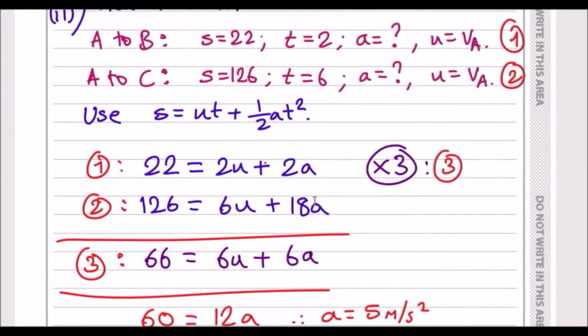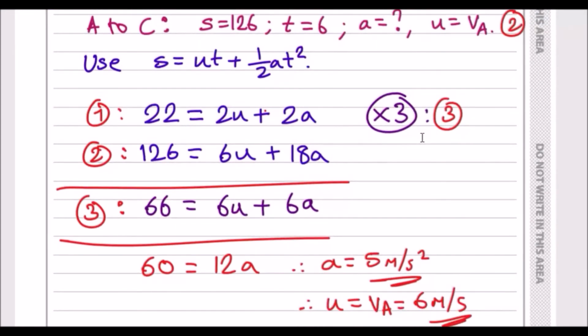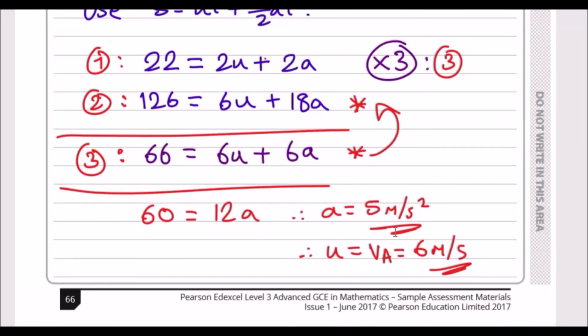Now all you have to do is literally solve this simultaneously. So this is pretty much GCSE stuff now. A quick way to do this, just multiply the first equation by 3 so you can match up the U coefficients, so we get 6 U's, and then subtract the second equation from the third equation, and that should eliminate the 6 U's. 18A minus 6A is 12A, 126 minus 66 is 60. Divide by 12 and boom, you have your acceleration.